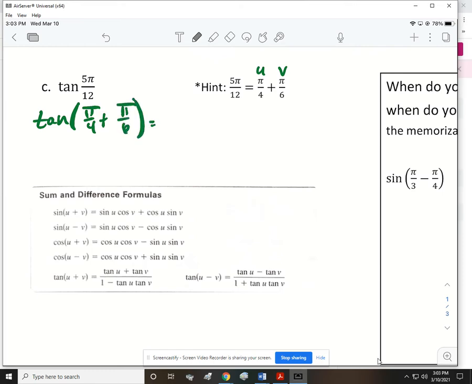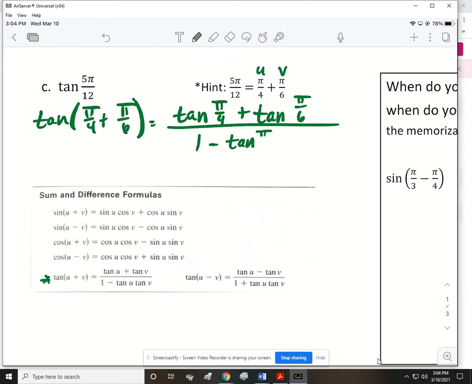All right, and then I would use this formula here. So we're going to have a fraction. The numerator is tangent of u, which in this case, u is pi over 4, plus tangent of v, which in this case is pi over 6. And then over 1 minus those two multiplied by each other.